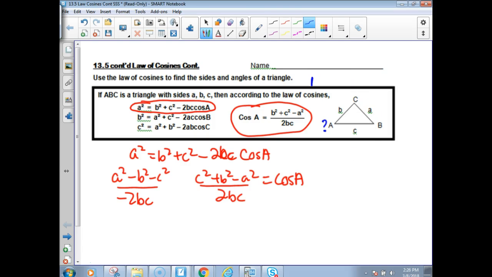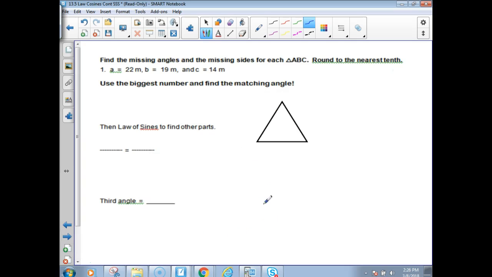So to find an angle, you need all three sides to use law of cosines. We would need this, this, and this in order to find angle A, or any of the angles. You need all three sides. All right, so let's do one.